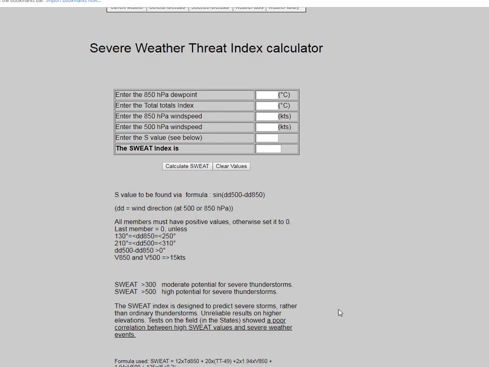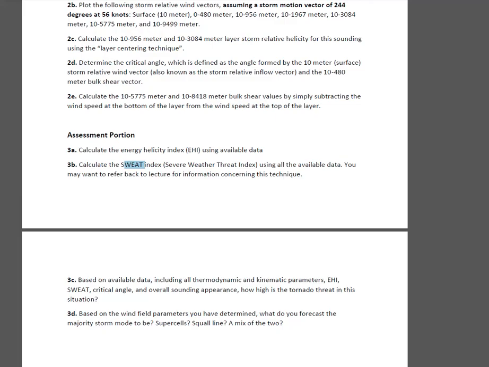So that's how to calculate SWEAT. Let's wrap this up real quick. Based on the available data, including all thermodynamic and kinematic parameters, EHI, SWEAT, critical angle, and overall sounding appearance, how high is the tornado threat in this situation? By the way, critical angle, typically in the southeastern United States, anything between like 45 and 90 is going to be conducive for strong to violent tornadoes.